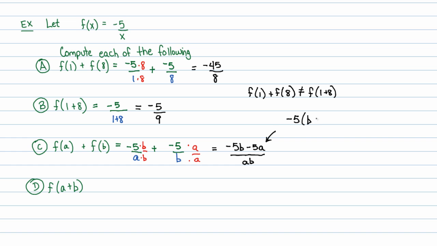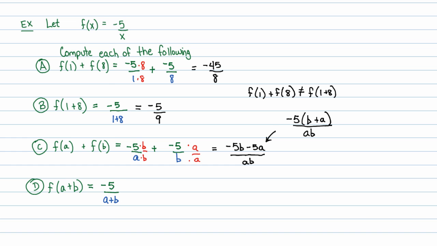You get negative 5 times b plus a over ab. If there was a 5 downstairs, you could cancel these 5's. But because there is no 5 as a factor in the denominator, there are no common factors between the numerator and the denominator. You cannot cancel the a or the b. All right, f of a plus b, well, that means take the function f, and wherever I see an x, I'll replace it with a plus b.